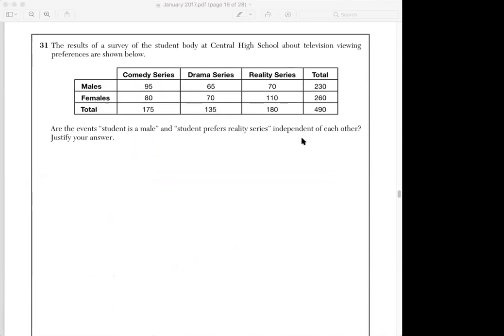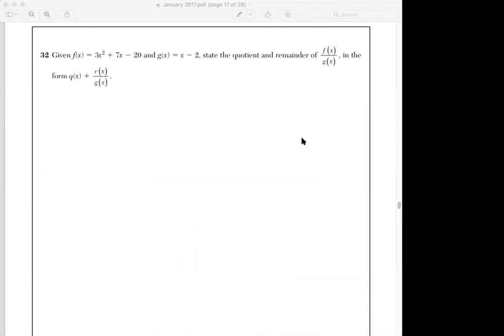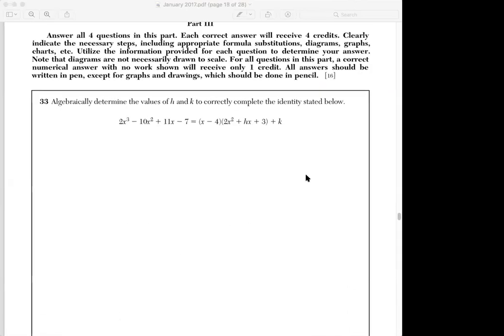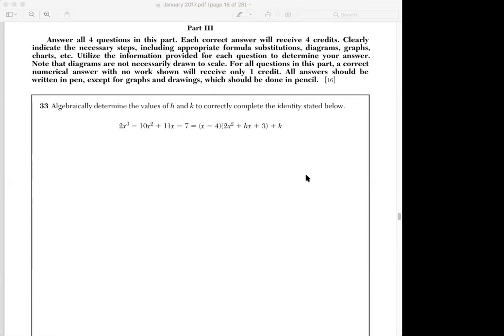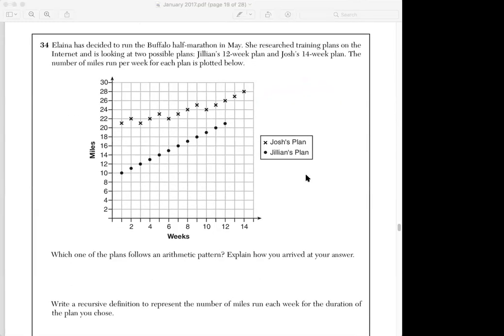We're not going to do anything with this. Okay, this one, polynomial long division. Polynomial. That's it, I'm not doing it. You guys can do that. Okay, the part 3s. Not doing this one. Let's see, nope.